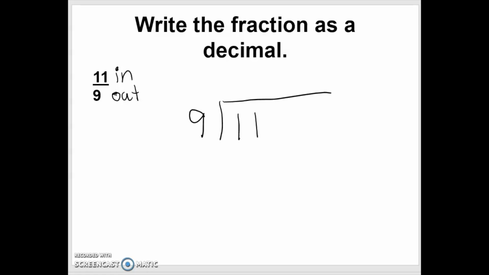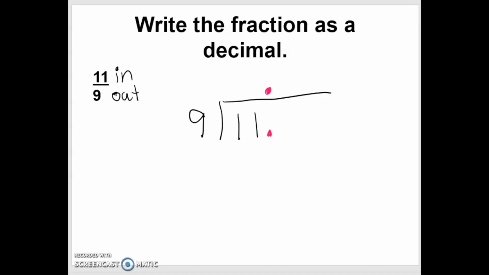Now, hopefully we all noticed that this was an improper fraction, so this is going to be a value greater than 1. Now, once we set up our long division, we need to add a decimal point behind the number that's inside, and then we bring that decimal straight up. Now we're going to start to divide.